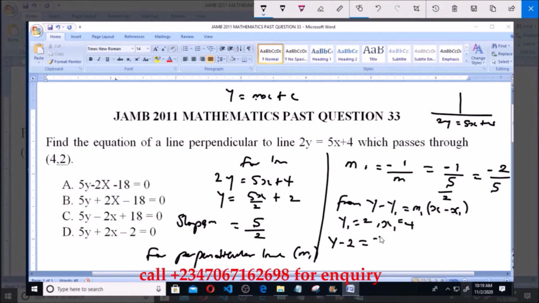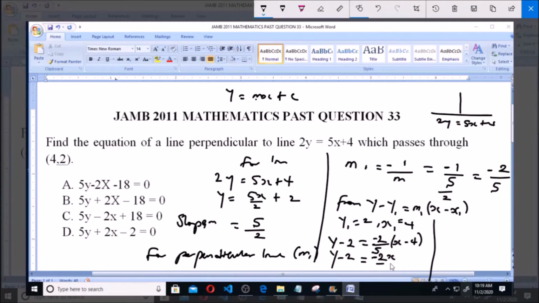m1, which is the slope, minus 2 over 5, into x minus 4. So this will give us what? y minus 2 is equal to minus 2x all over 5 plus 8 over 5. That's multiplying through the bracket. Minus 2 over 5 times x will give us minus 2x over 5, and minus 2 over 5 times minus 4 will give us what? Plus 8 over 5.